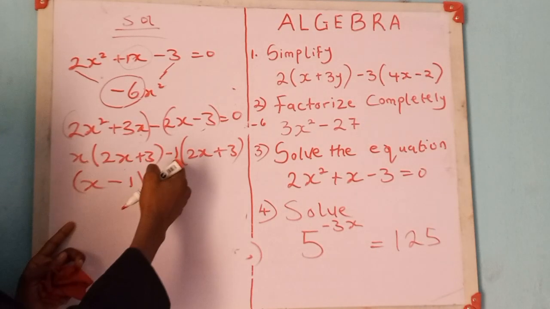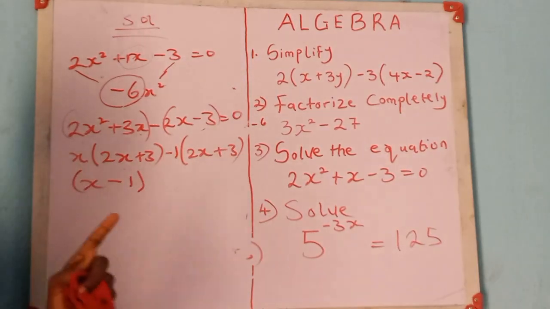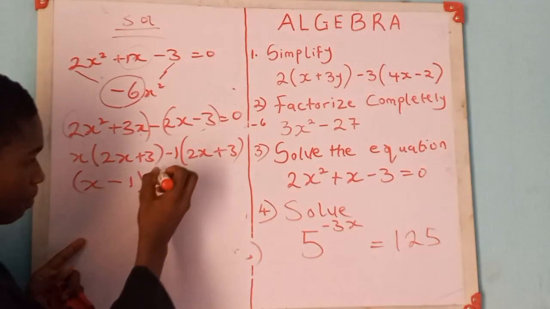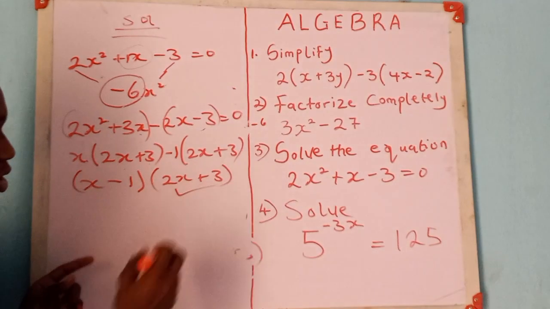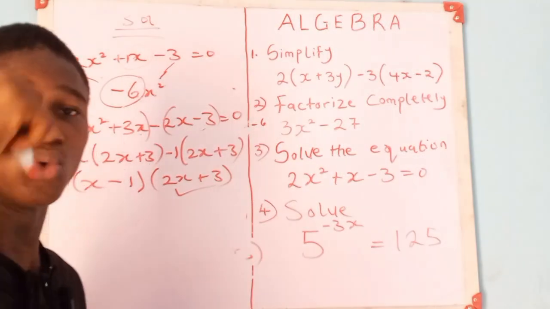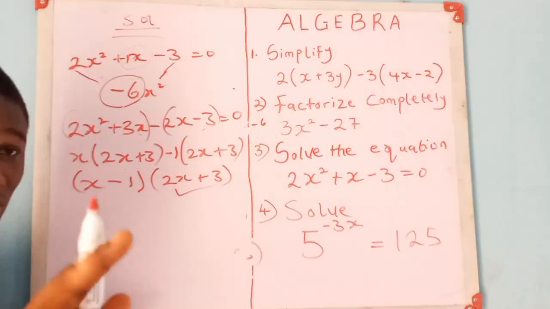I'll bring this together. Then, since I have 2x plus 3 and I have 2x plus 3, I'm going to take only one of them. So I'm going to be having 2x plus 3. So that's the final answer for this. If I'm now asked to get the root of the equation, that's when I will solve further. This is what I'm going to do if I'm asked to find the root of this equation.